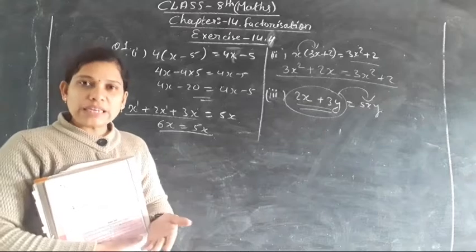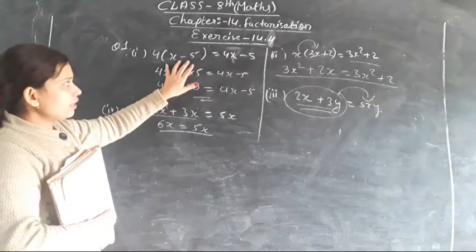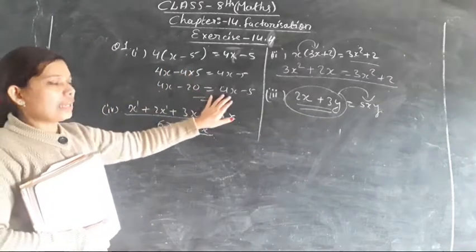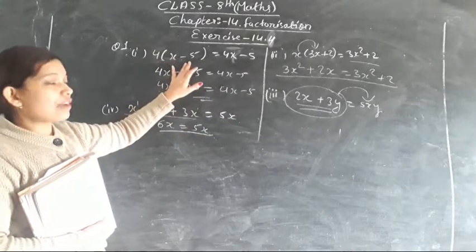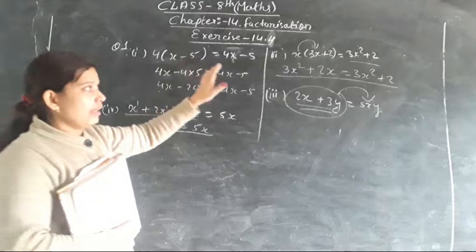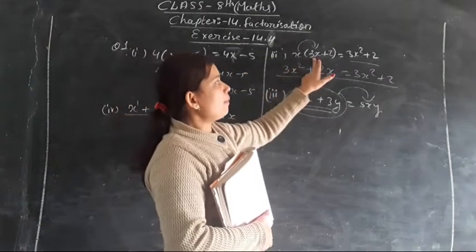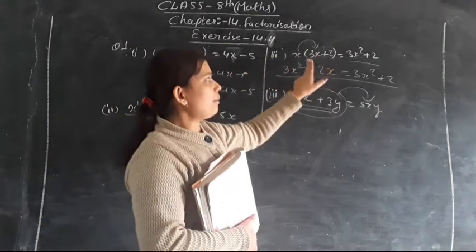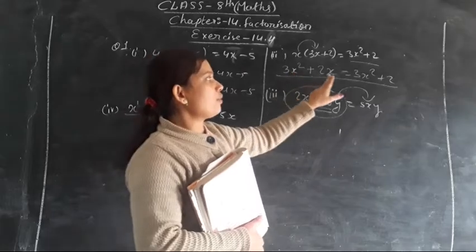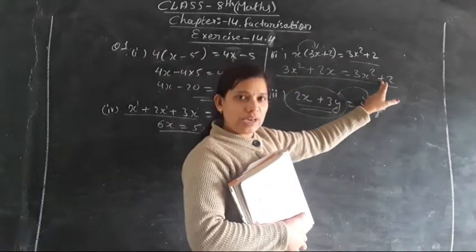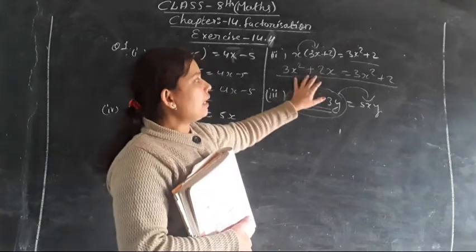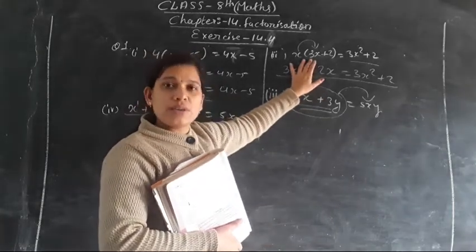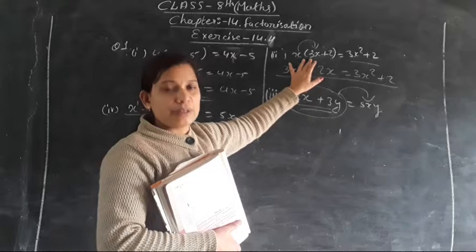Now what is the mathematical error in this? While solving this part, we cannot see that LHS and RHS are both equal. So this one, 4 into x minus 5, is a mathematical error. In this part, x will be multiplied with 3x plus 2, giving 3x square plus 2x, but we are getting 3x square plus 2. Again LHS and RHS are not equal. Hence the mathematical error will be this one, x into 3x plus 2.